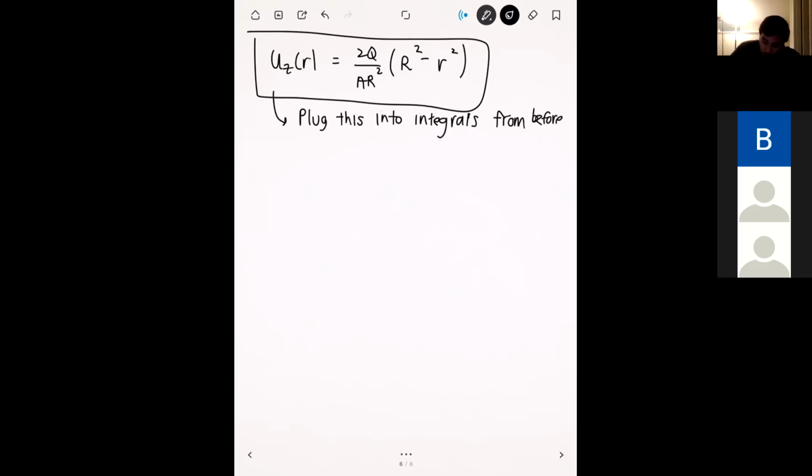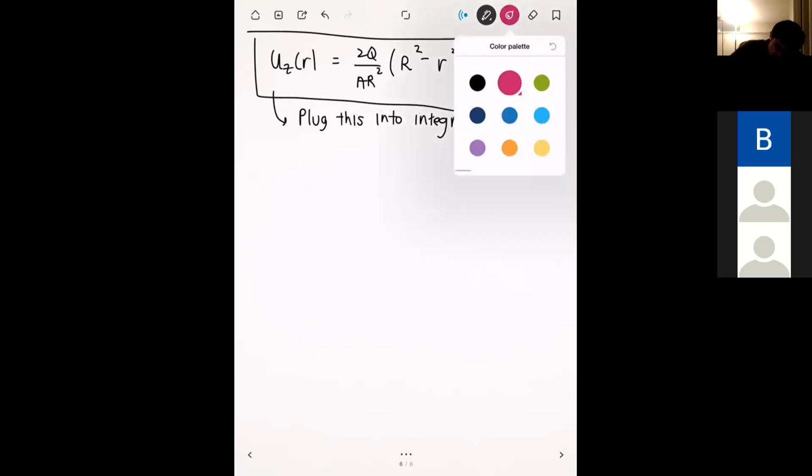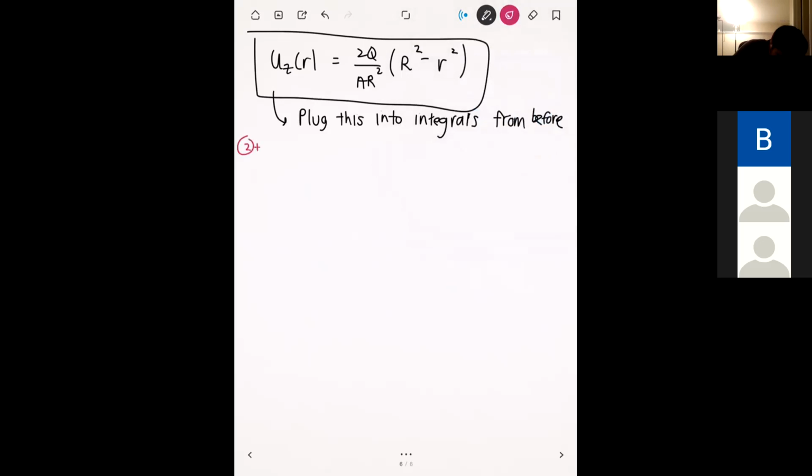And so there are two locations where we need to plug it in. We need to plug it in for the integral for 2 plus 3. That integral will look like the following: 2 pi partial z of the integral from 0 to big R of uz squared r dr. That was just the integral that we had from before. Let's take this uz and plug it in for uz squared right here.